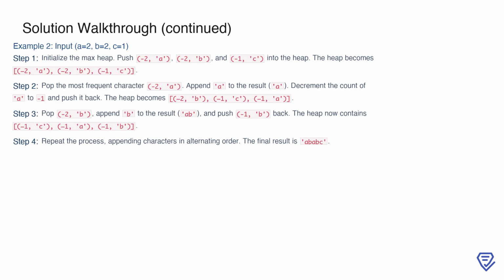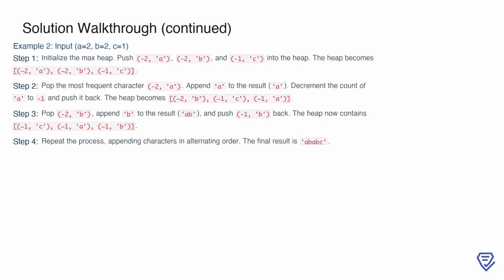Next, we pop B, append it to the result to form AB, and push it back with a decremented count. The heap becomes -1, C, -1, A, -1, B. From here, the process alternates between the available characters, appending each one at a time to avoid consecutive duplicates.